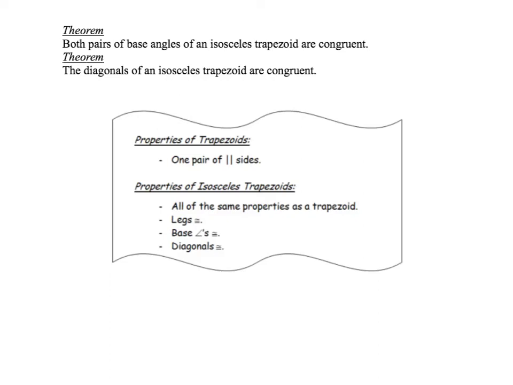As for the other two properties for an isosceles trapezoid, we do know that both pairs of base angles are going to be congruent, and we also know the diagonals of an isosceles trapezoid are going to be congruent. So, properties of trapezoids: we know that for a general trapezoid, just one pair of opposite sides is going to be parallel, only one. But as soon as we talk about isosceles trapezoids, we have three additional properties. The legs are going to be congruent, my base angles are going to be congruent, and my diagonals are congruent. So all the other properties have to do with congruencies.